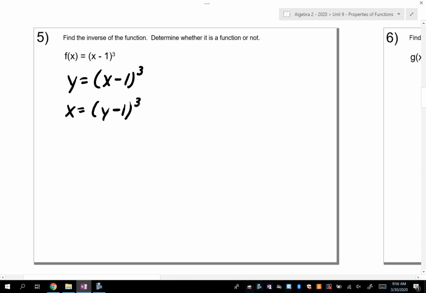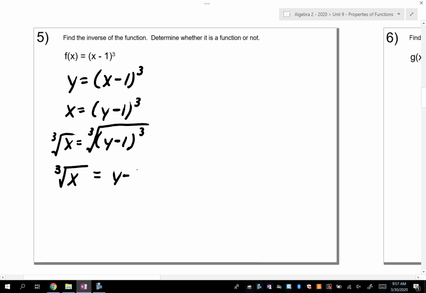All right, and now we're going to solve for the new y. Right now that y is inside parentheses being raised to the 3rd power, so I need to get rid of that by taking the cube root of both sides. So I'm going to do a cube root with that little index of 3. Now I have the cube root of x equals y minus 1. So to finish the problem, to isolate y, I'm going to move the 1 over with addition to get the cube root of x plus 1.